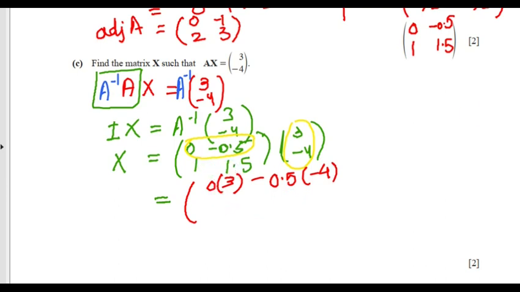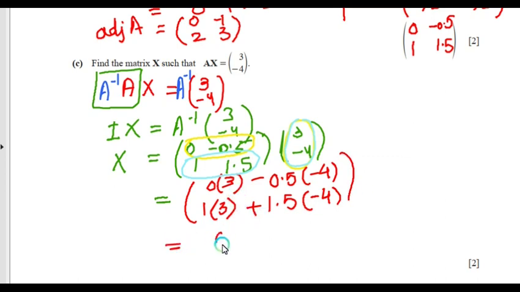An identity matrix, when multiplied with any matrix, gives that matrix. So I into X is equal to X. Now I'm putting the value of A inverse. A inverse is this: 0, negative 0.5, 1, 1.5, and then multiply by 3, negative 4, the second matrix.